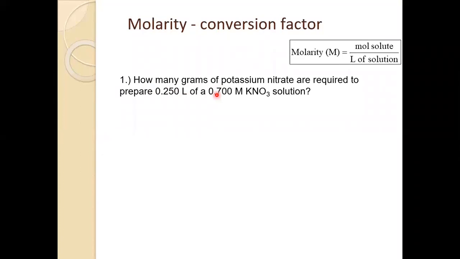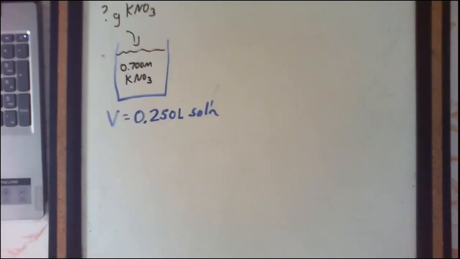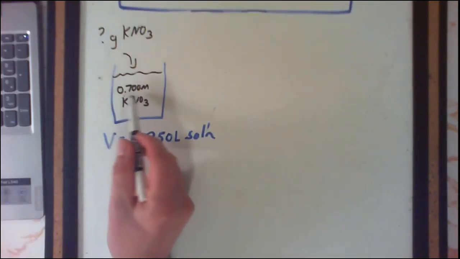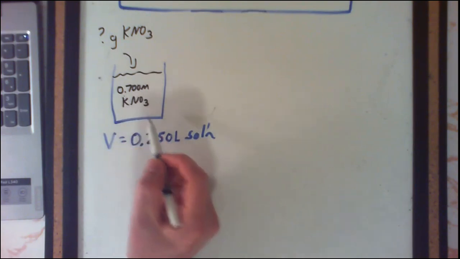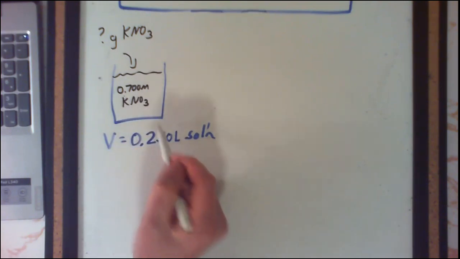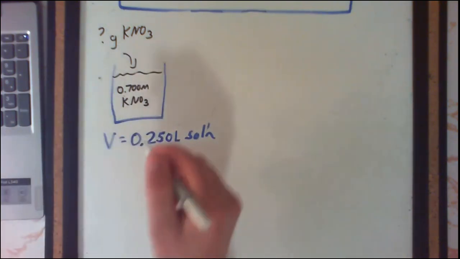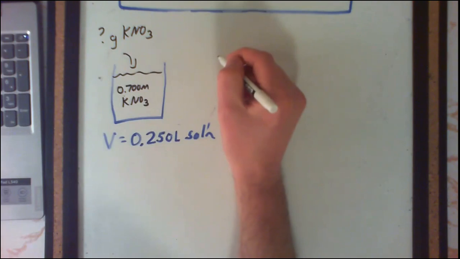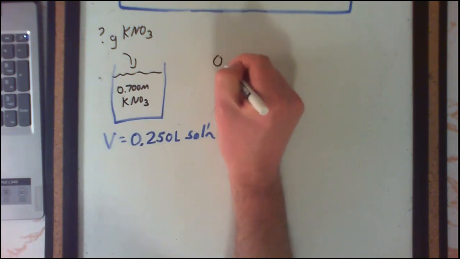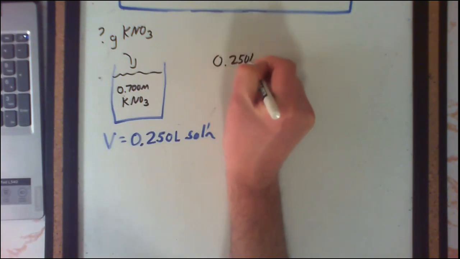So this is kind of our picture, where we want to make a 0.7 molar solution of potassium nitrate. We want to make this volume of that solution. So the question is, how many grams of potassium nitrate will I actually need? So it boils down to that we have a volume of 0.250 liters.